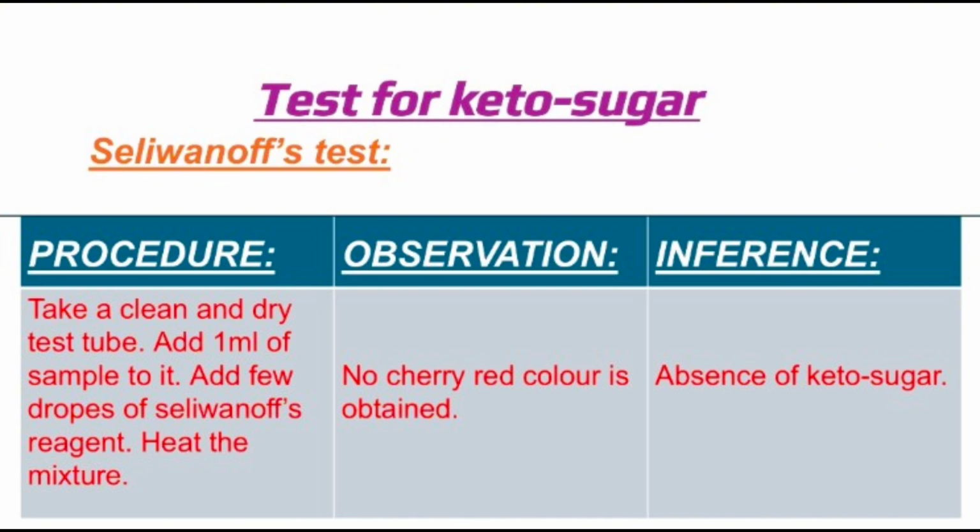Test for keto sugar: Seliwanoff test. Procedure: take a clean and dry test tube and add 1 ml of sample to it. Then add a few drops of Seliwanoff reagent and heat the mixture for 2 minutes.